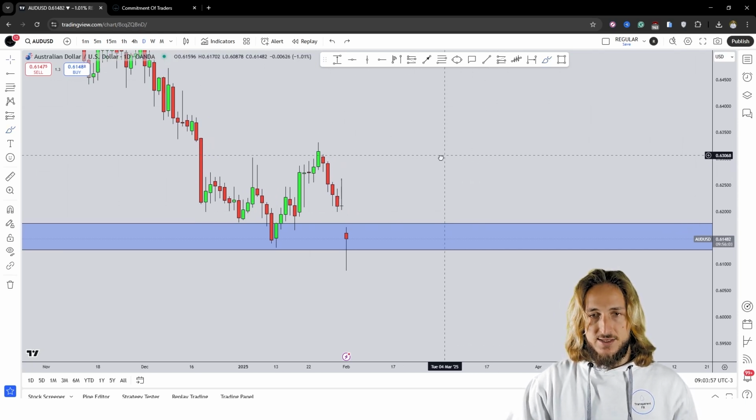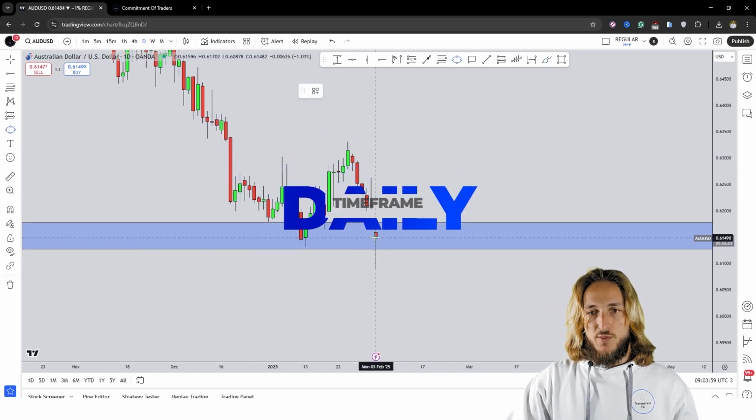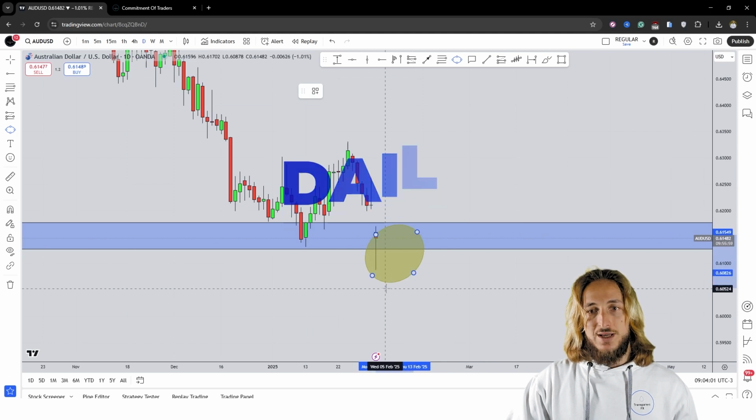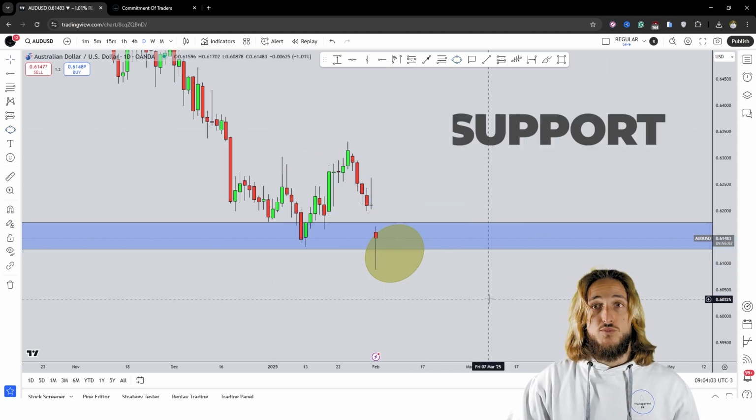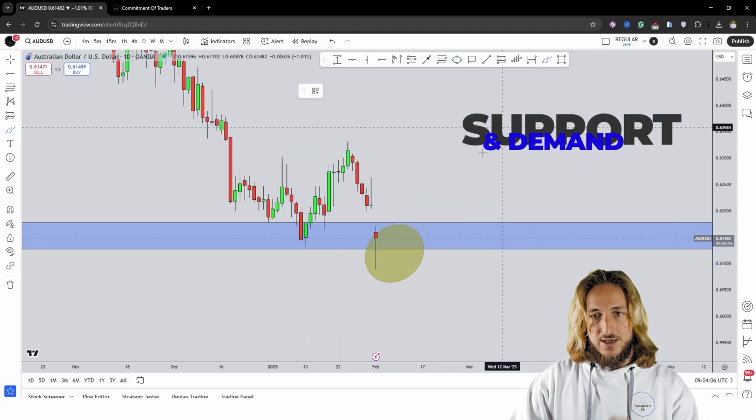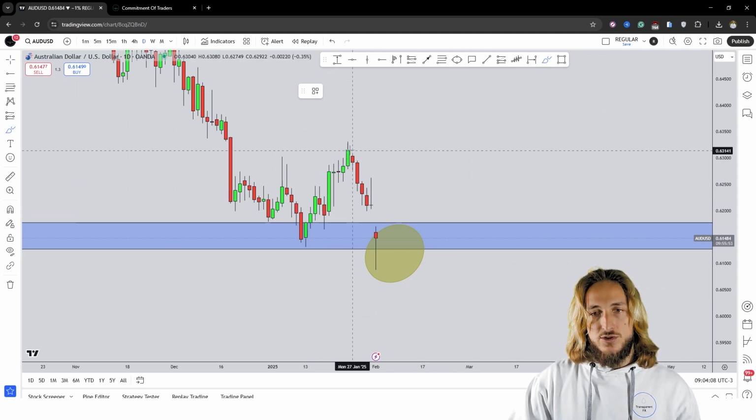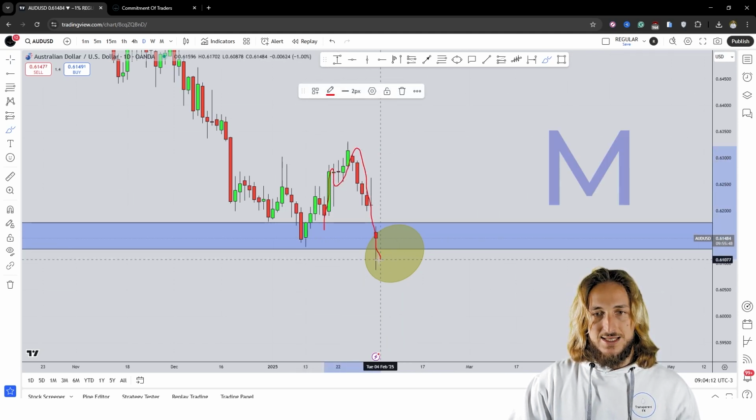Now back to the analysis. So from a daily perspective, at the moment, the market is testing strong daily historical support and demand. Institutions are adding longs, and we can also notice that in creating this move to the downside, the market has printed this overextended M pattern.